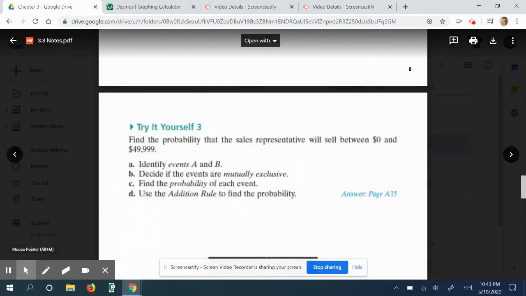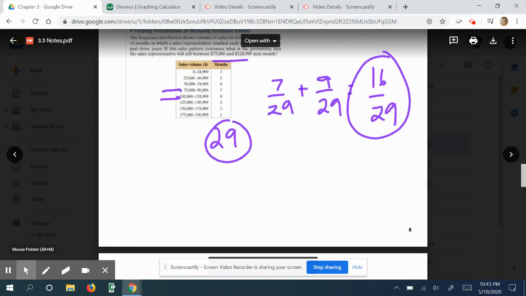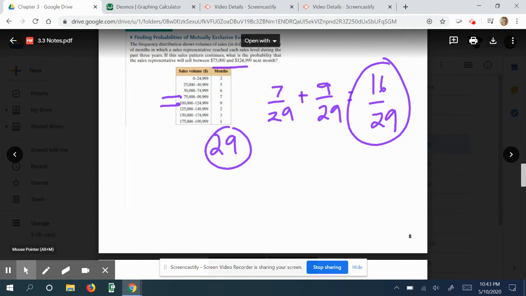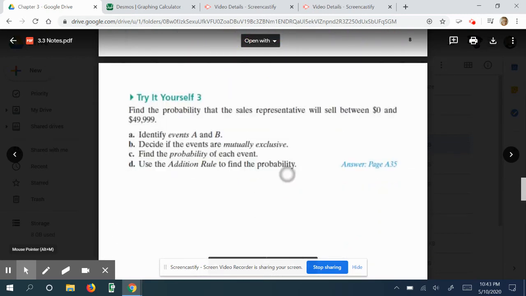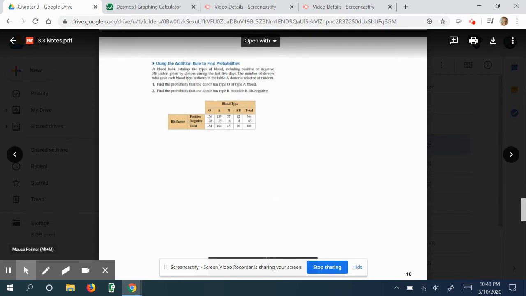Here is one. It says, find the probability that sales will sell between 0 and 49.99. So here it is right here. 0 to 49.99 would be the first one, which would be 3 months and 5 months. So now you should be able to find the probability of them happening.